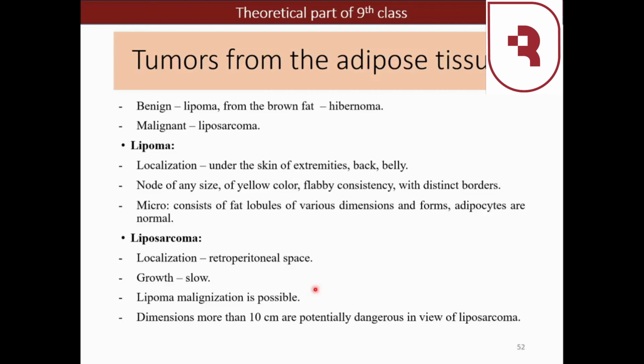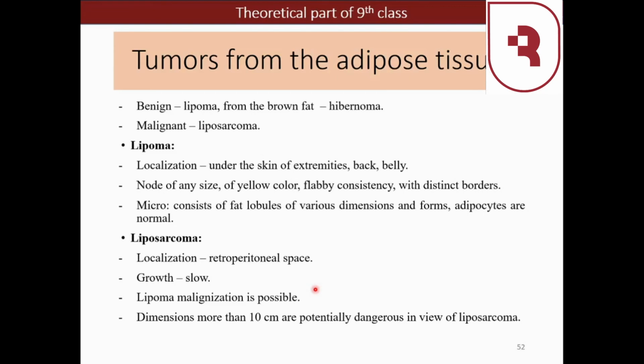The typical characteristics of lipoma: it is a node of any size, from some millimeters to some centimeters. Mostly it has a flabby consistency with distinct borders. Microscopically, it consists of fat lobes of various dimensions and forms of adipocytes. They look like normal ones. So it is just overgrowing of fatty tissue in one place.